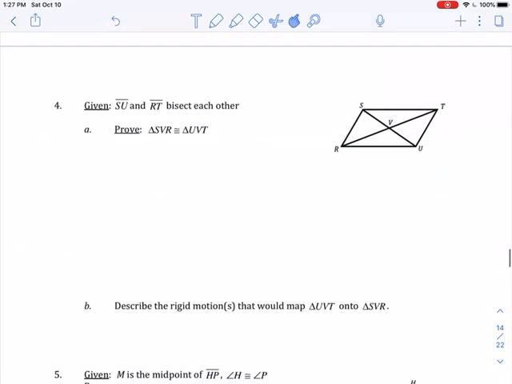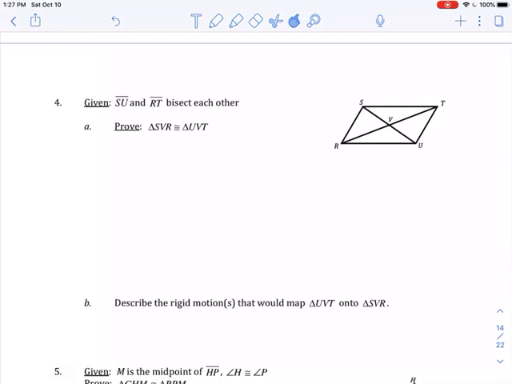Let's try 1 more in the back, and then I think I'll leave number 5 for in class tomorrow. We should have enough time to do that. So this one's just a little tricky because I have multiple triangles. So triangle SVR, I'm going to highlight it so you see what triangle I'm even talking about, congruent to UVT. So these are the triangles that I'm trying to get congruent to each other.